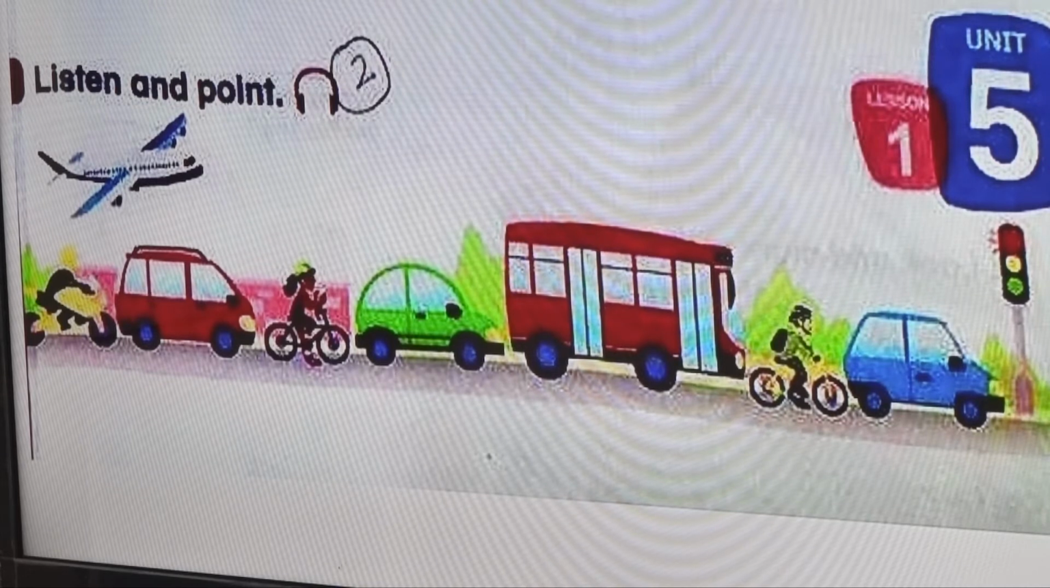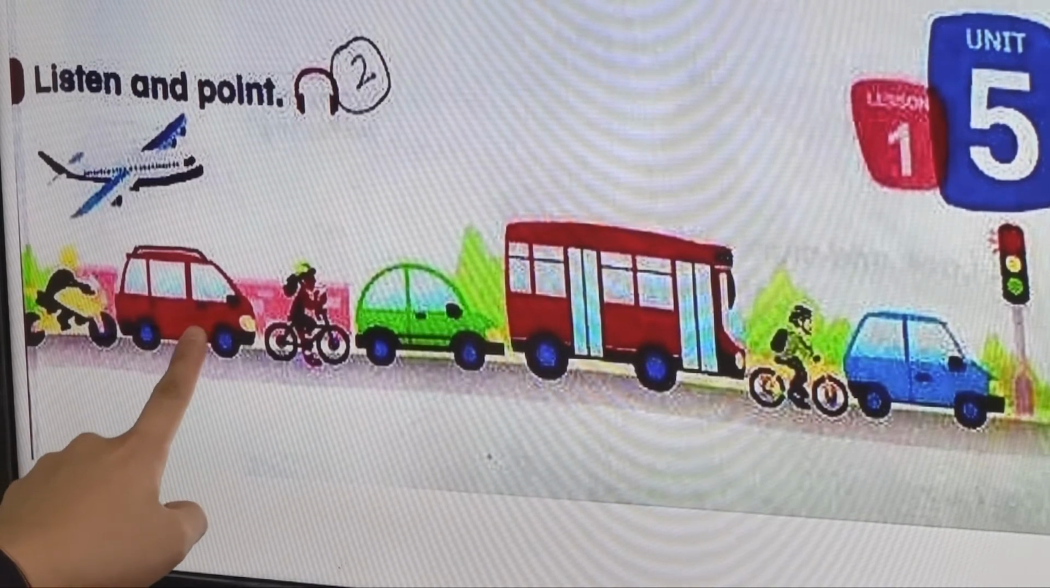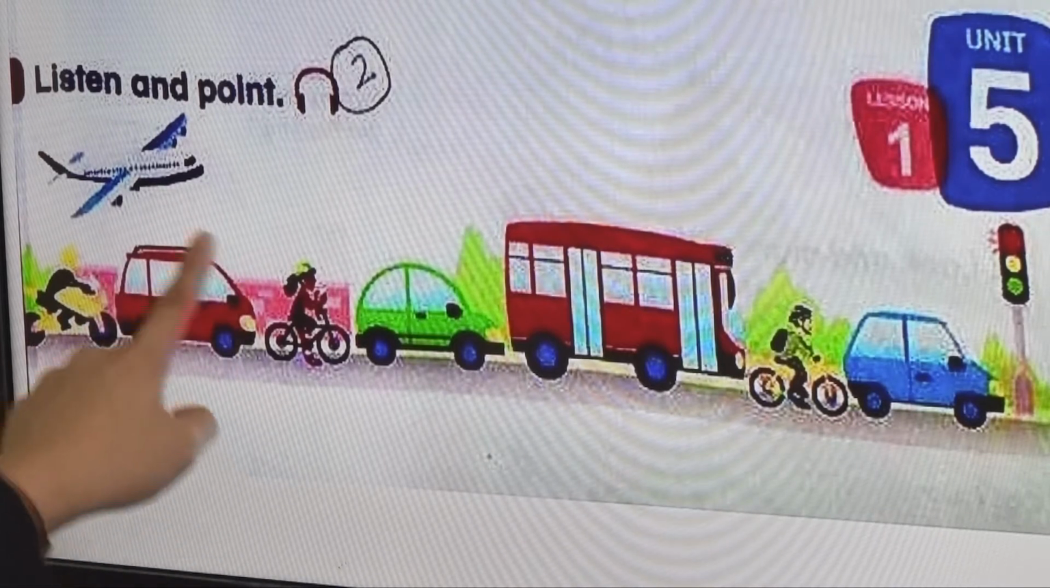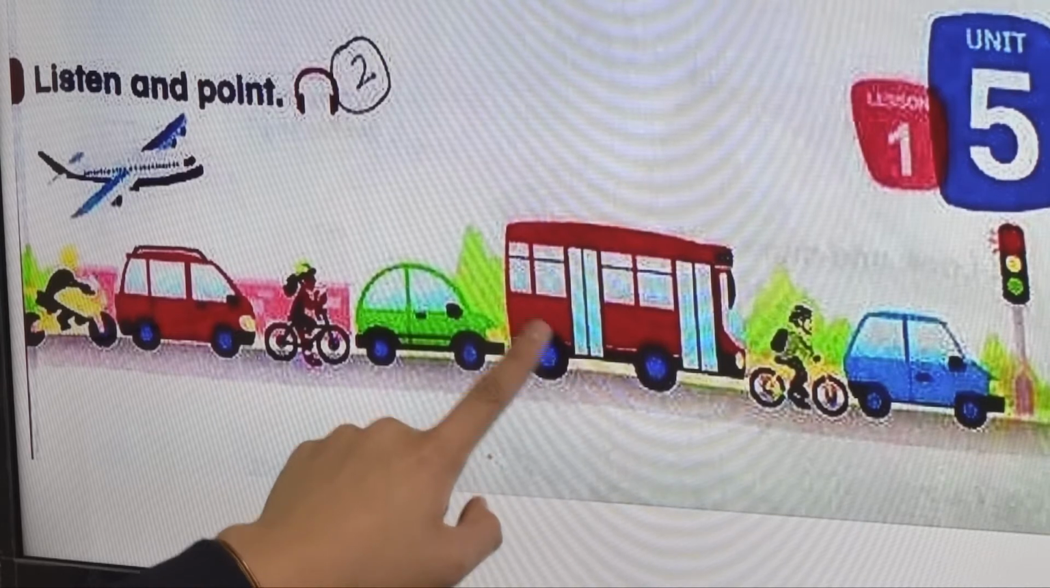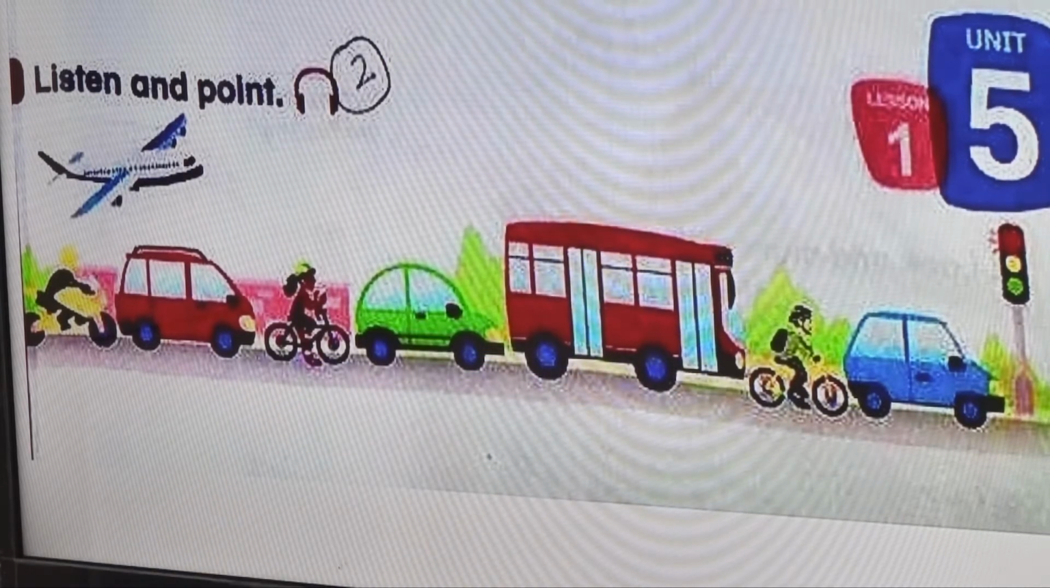Alright, there is one bus. It is red. Where is it? There is one bus. It is red. Is it this one? No, right? We already checked it. This was a car. So is it this one? The only other red thing? Yes, that's the bus. Okay, good.